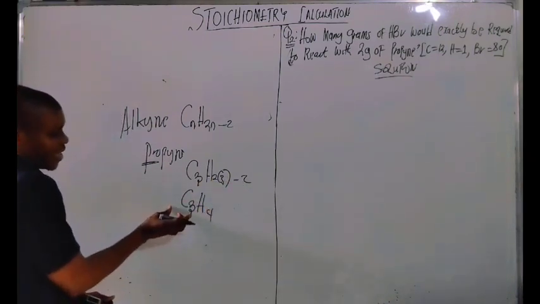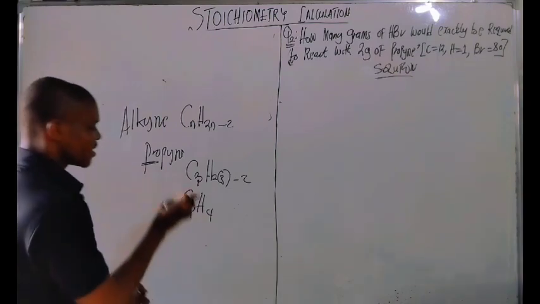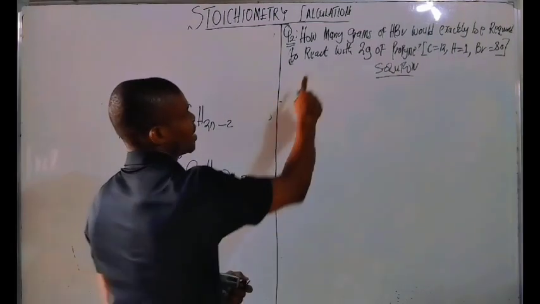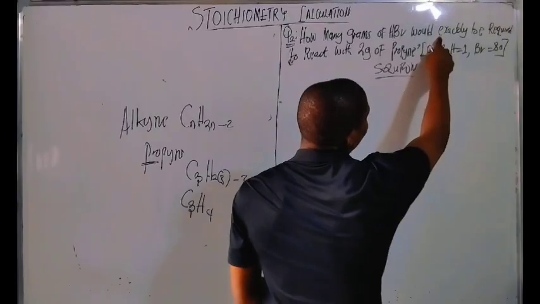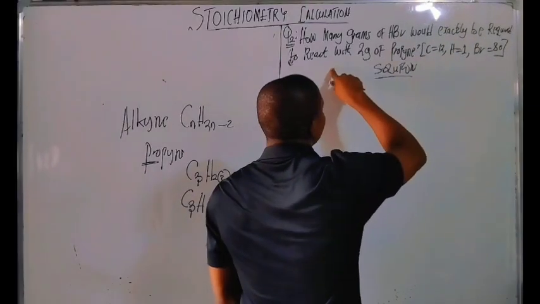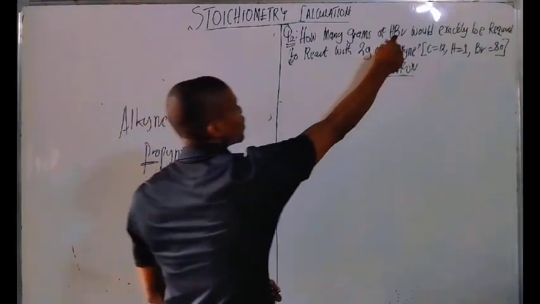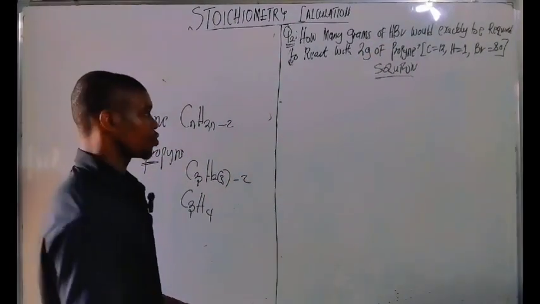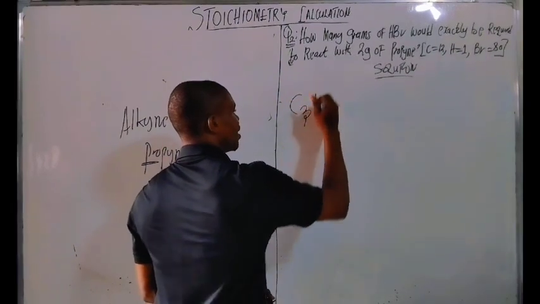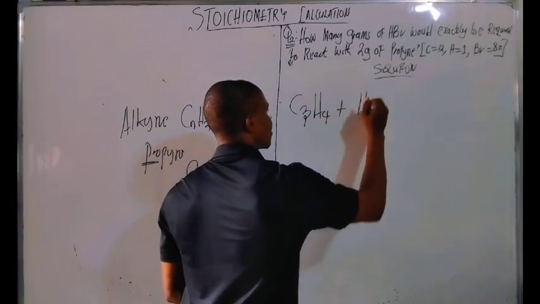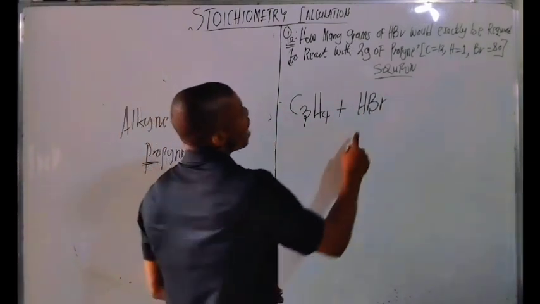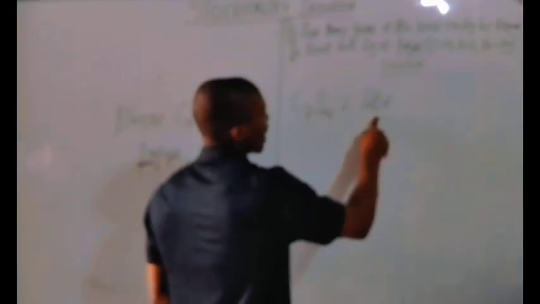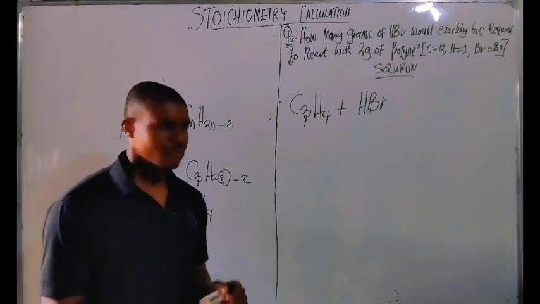So you have C3H4, right? This C3H4 is reacting. The question is: how many grams of HBrO will exactly be required to react? So propyne is reacting with this one here to produce a product. That is C3H4 plus HBrO. Can you see that? They ask how many grams you need to react with 2 grams of this one here. That is the question.